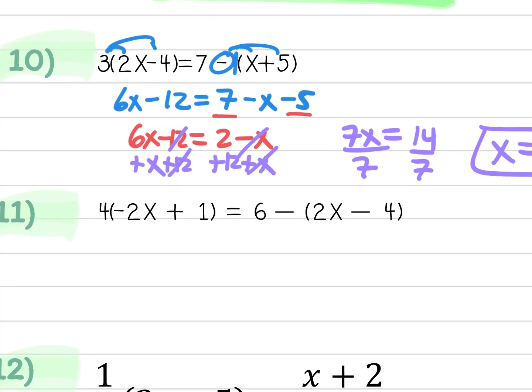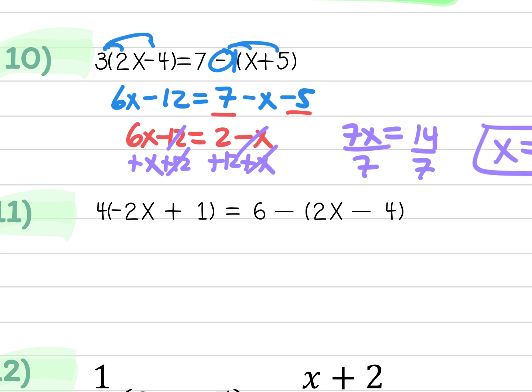Same thing here. We want to distribute this 4 and then distribute this negative. Again, we can think of this negative like a negative 1 and distribute it to each term, or you could just know that the minus changes the sign of everything on the inside. So 4 times negative 2x plus 1 is going to get us negative 8x plus 4.